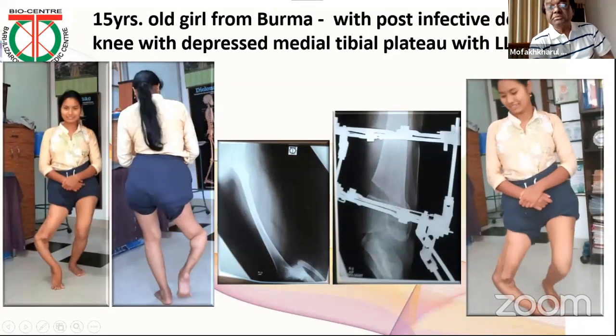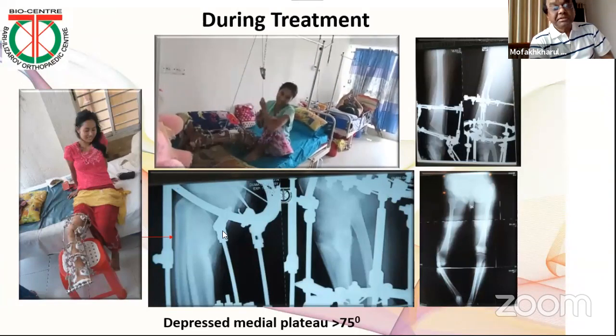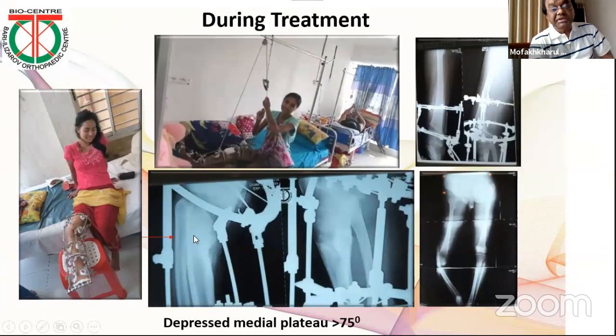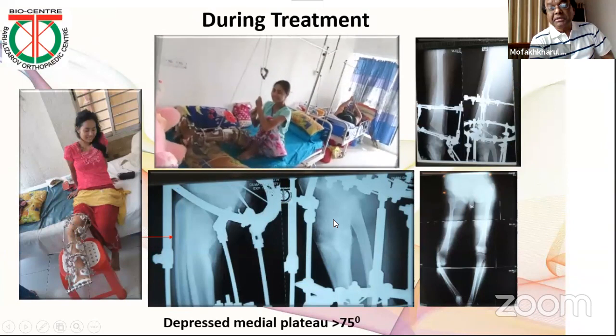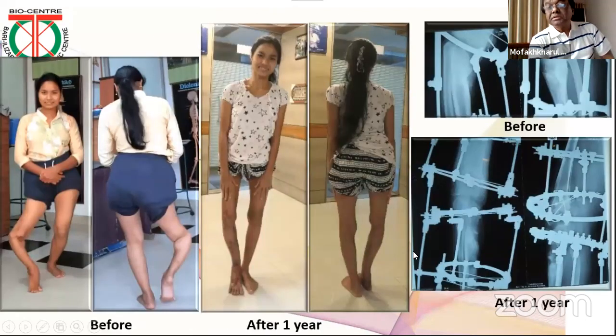And then the next step, see, I have elevated this. How many degrees you can see here. Again, I have elevated. I have done the osteotomy here, and gradually I've elevated this one. Next, you can see here the elevation of the medial condyle, almost the same.